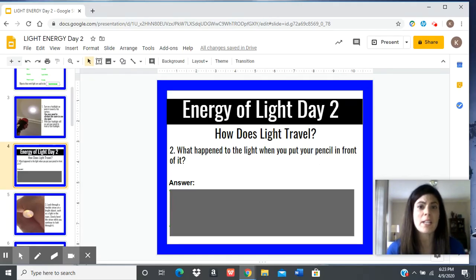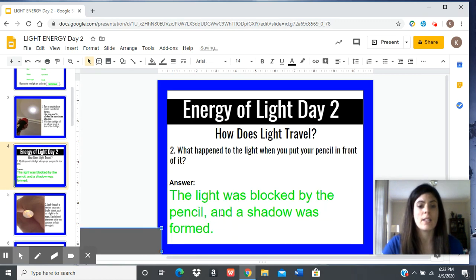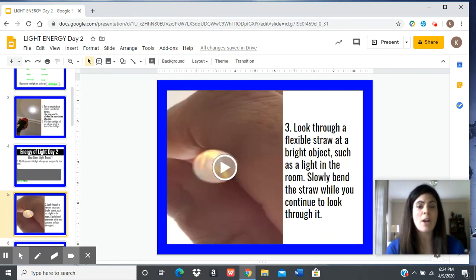Hopefully you were able to complete that experiment at home with a flashlight and a pencil. So, what happened to the light when you put your pencil in front of it? You should have written something like this: the light was blocked by the pencil and a shadow was formed. If you simply wrote there was a shadow or a shadow was created by the pencil, that is 100% correct as well. The second part of yesterday's assignment was an experiment involving a flexible straw.